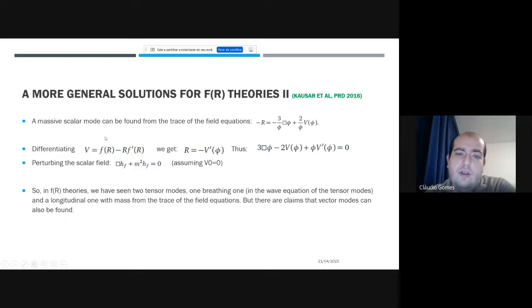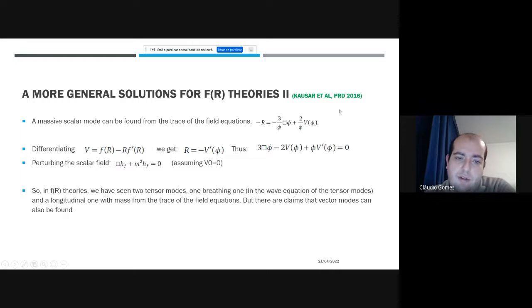So looking into the trace of the field equations, we have this expression over here, which can be further simplified if we note that if we differentiate the effective potential, we get this relation between the derivative of the potential and the Ricci scalar, so that we can plug it in here and get rid of the Ricci scalar, such that we have an equation for the scalar field itself.